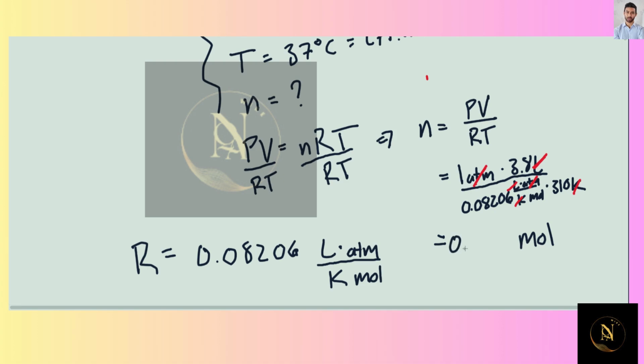How many significant figures do we have? It looks like we have two significant figures. So 0.149 is going to round up to 0.15 moles. So there's 0.15 moles of air in the lungs of an average person.